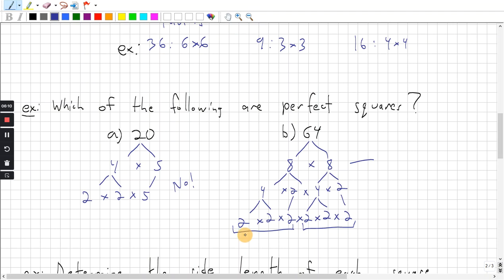Or you could break them into 2 times 2. You have 3 groups of 2 2s, right? But because of that, because you can group them evenly, then this is a perfect square. 64 is a perfect square.